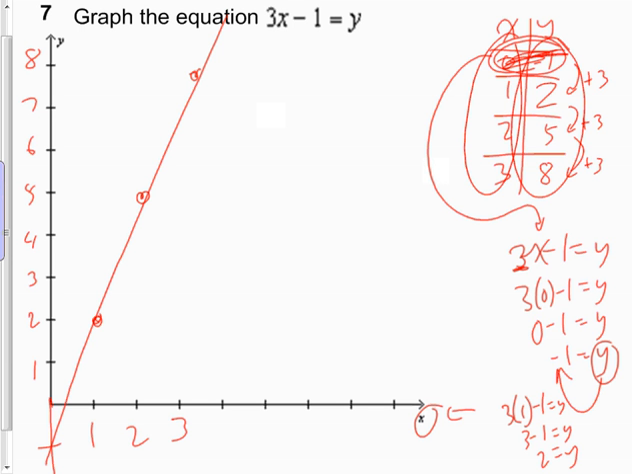And if you want, right on the line, you can go 3x minus 1 equals y. Every point, every coordinate, every ordered pair that fits on that line will work in the equation 3x minus 1 equals y. Any questions?